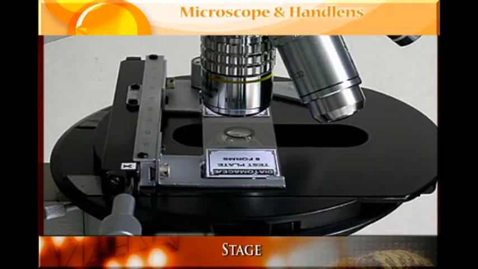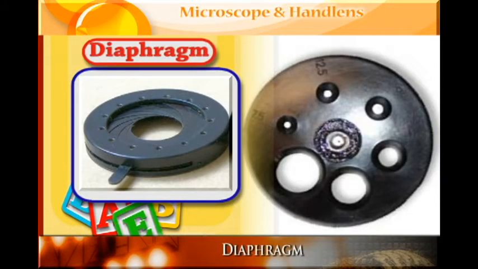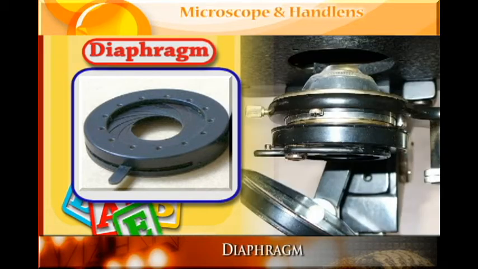Then we have the diaphragm. The diaphragm controls the amount of light entering. The diaphragm is below the stage and above the refracting mirror. It controls the amount of light that enters through the specimen.